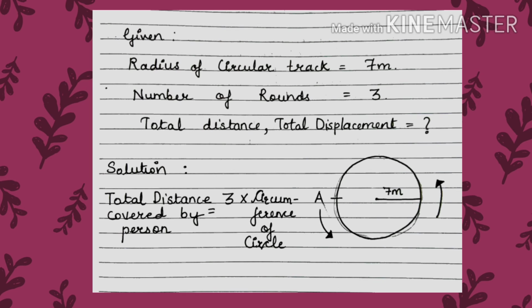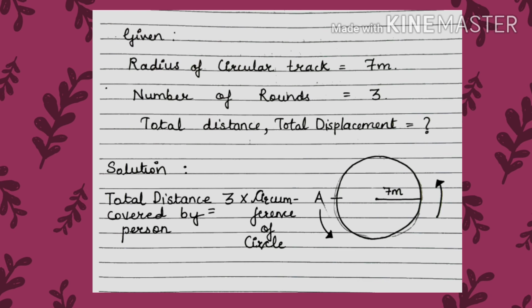So the solution. We all know that distance is the actual path covered by the object, whereas displacement is the shortest length of path covered by an object, and it depends upon the initial and the final position of the object. Now first of all, we will find the distance. So the total distance covered by the person is equal to 3 multiplied by the circumference of the circle. Why are we considering the circumference of the circle? Because the person is traveling along the circumference of the circular track having a radius of 7 meters.